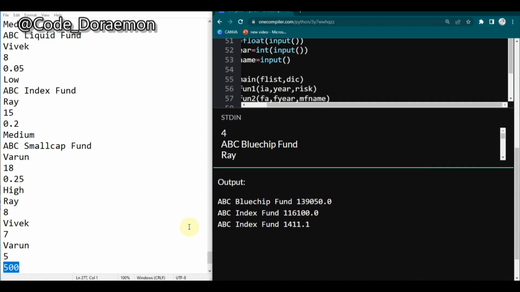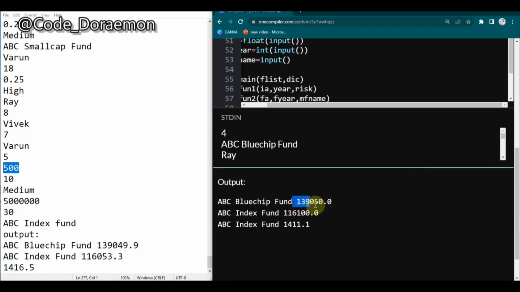Yes, so I got the amounts like 13,950, which is 49.1 deviation, and here I got 1,16,100, and here the output is 1,16,053 rupees. So it is closer to the amount.